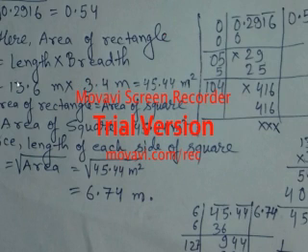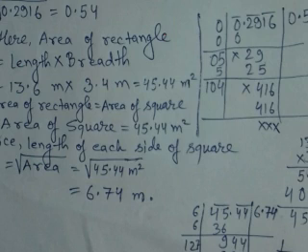One from here and one from here, so 2. After 2 you have to keep the decimal. You can see 6 for the 24. I had not taken 13.6 and 3.4; I had taken 136 and 34.